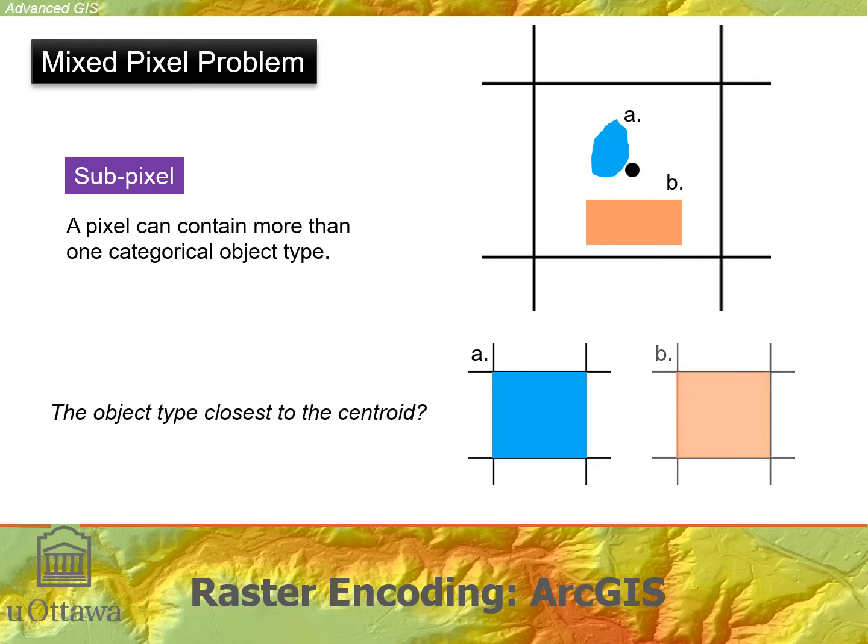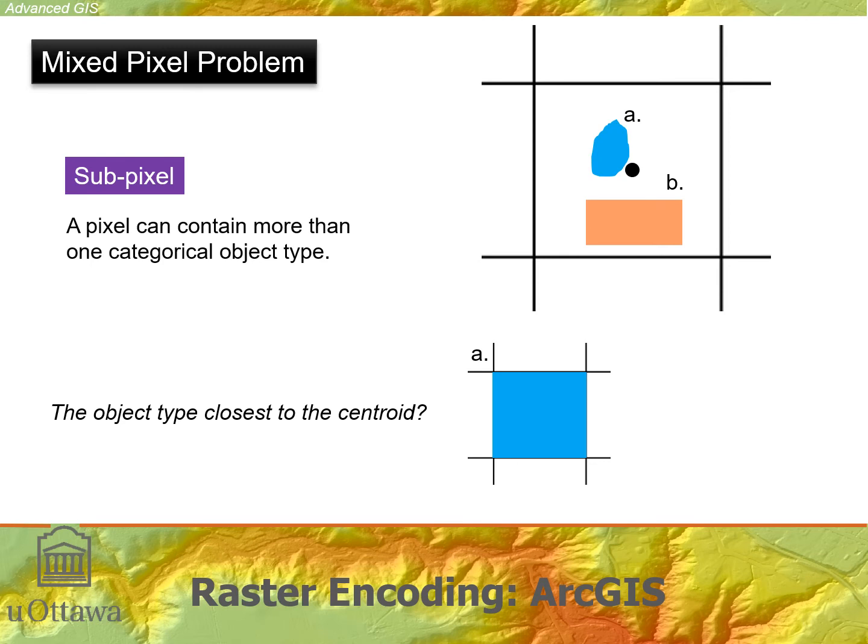Well, under the centroid method, whichever object intersects or is closest to the centroid of the cell, that cell will then represent that attribute or category, in this case blue. Blue is closest to the center. The centroid here is the black dot. And so then the cell would represent blue, because that's the object closest to the centroid.